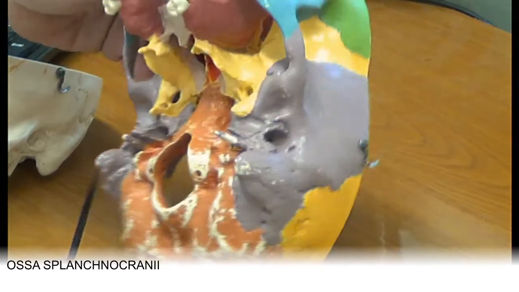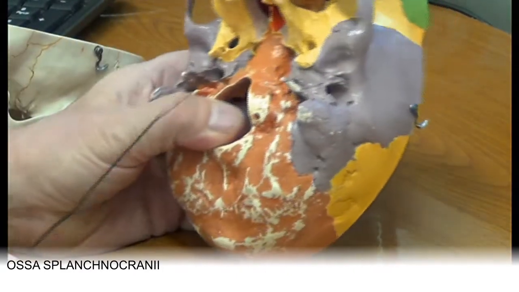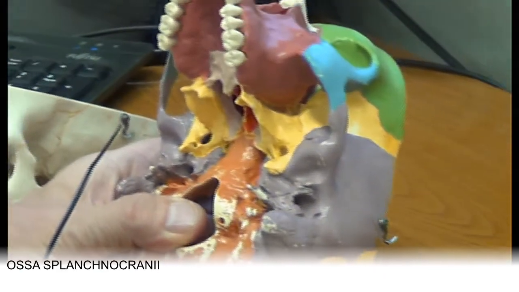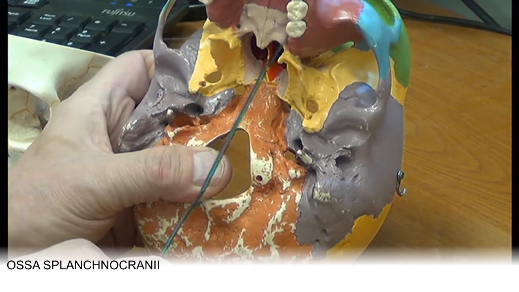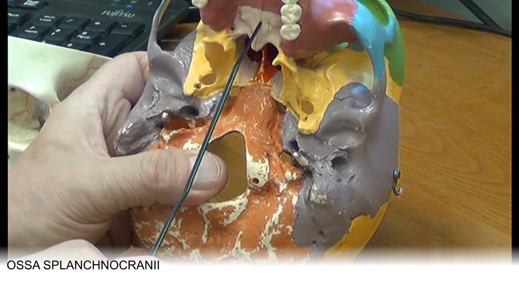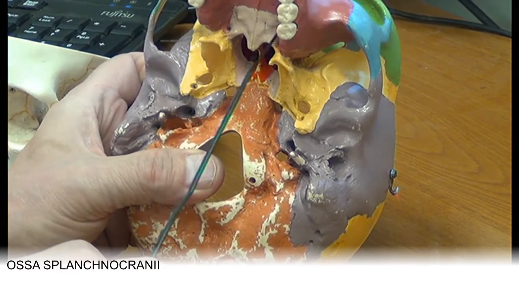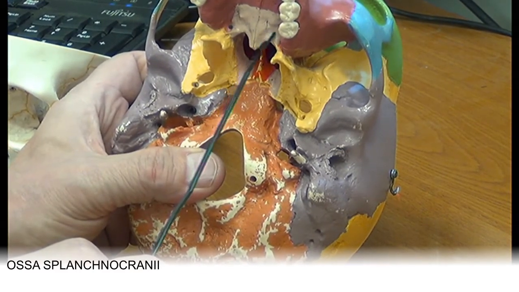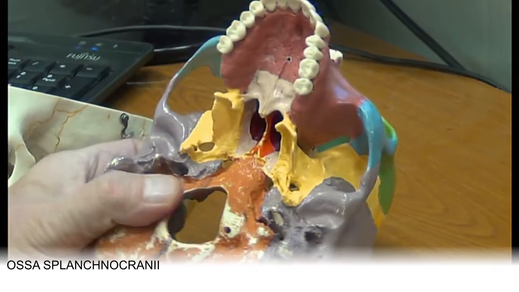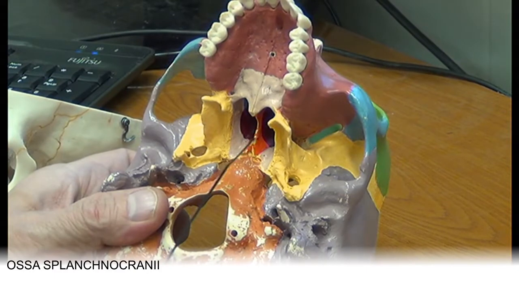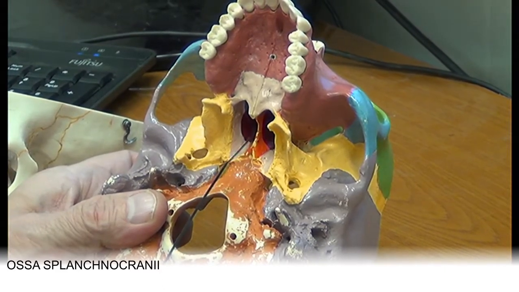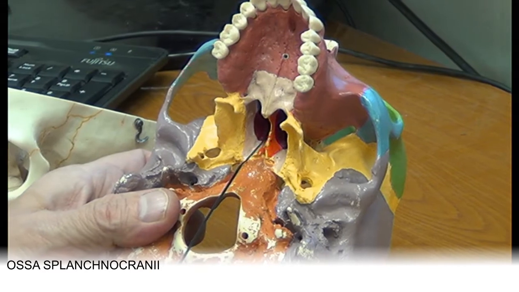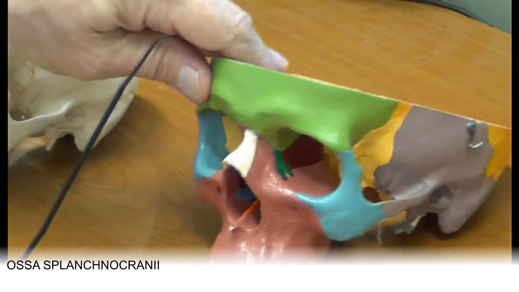Then we shall turn our skull this way, and last class we already have studied this palatine bone, os palatinum, and this bone which divides the nasal cavity into two symmetrical parts, vomer. Some bones are absent here.